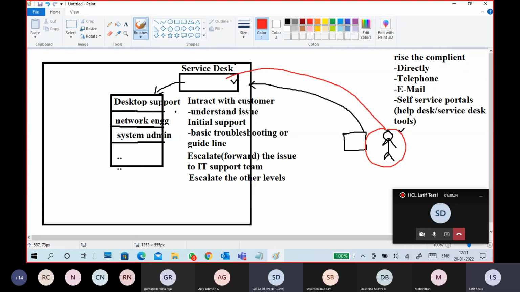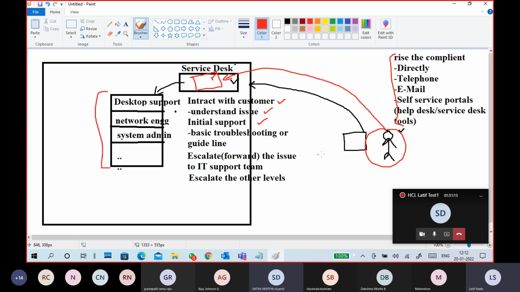Customer approaches the service desk via different types of ways: directly, telephone, email, or self-service portals. So they approach the service desk. What service desk people will do: understand the customer issues, interact with the customer and understand the issue, give the initial support, like basic troubleshooting or a guideline for how to understand the issue or solve the problem. And then escalate the issue or forward the issue to the appropriate team.